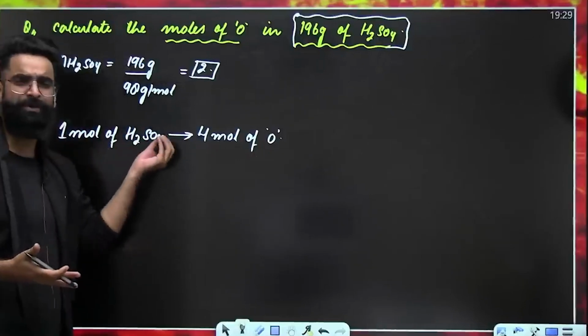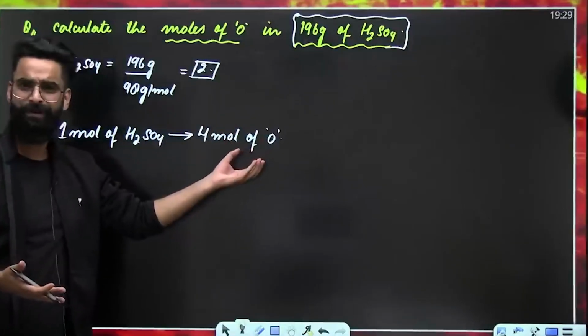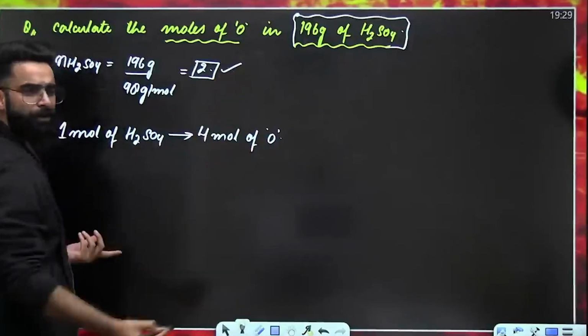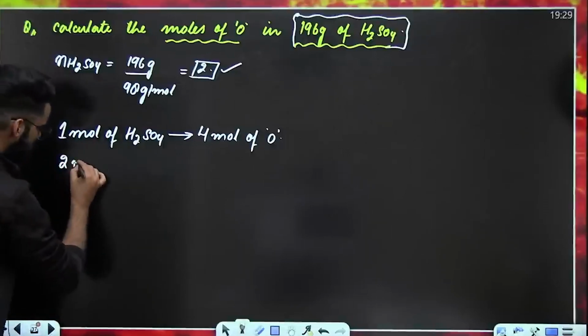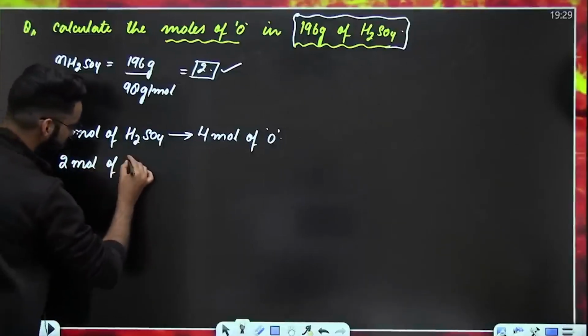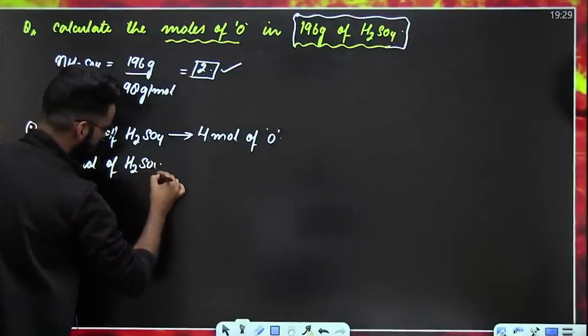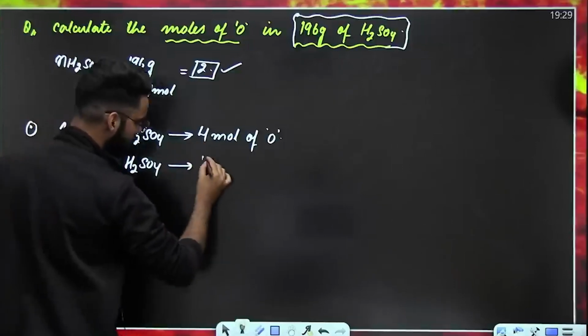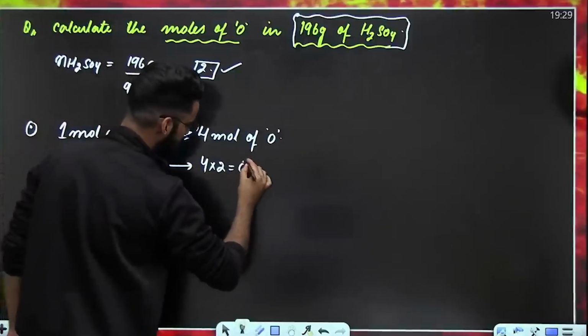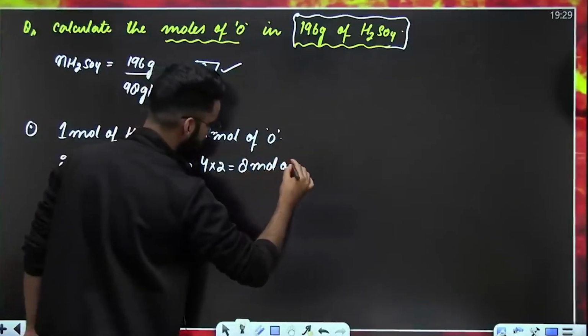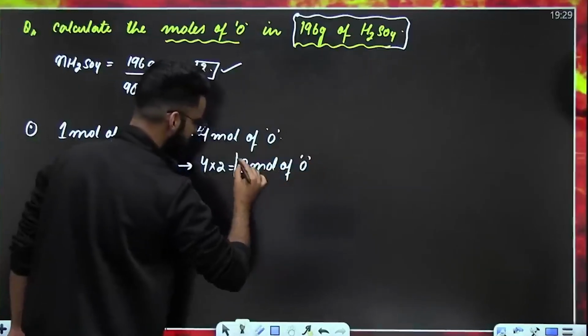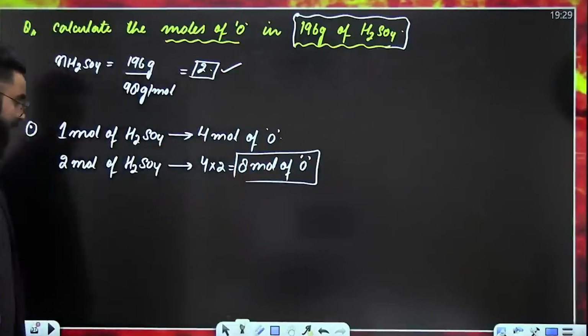My dear students, now it's evident. If 1 mole H2SO4 contains 4 moles of O, how many moles of H2SO4 do we have? 2 moles. I'll say 2 moles of H2SO4 will contain 4 multiplied by 2. The value comes out to be 8 moles of O. That's something which we were supposed to calculate, right?